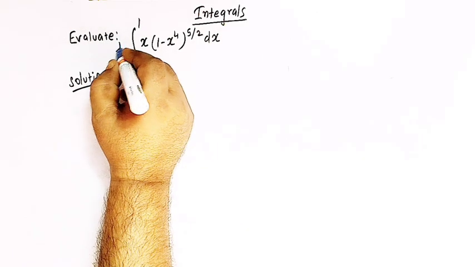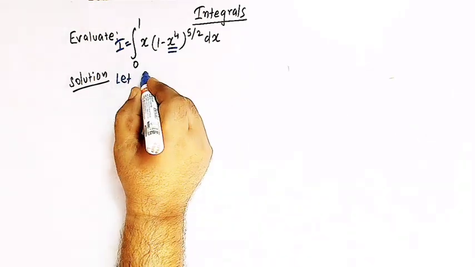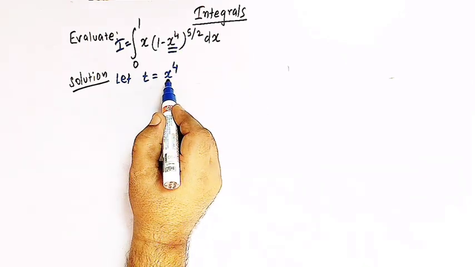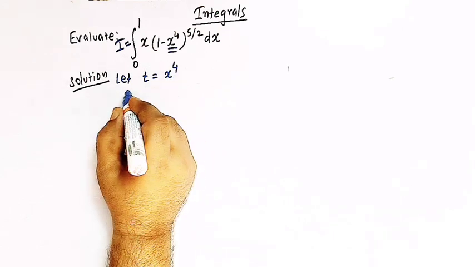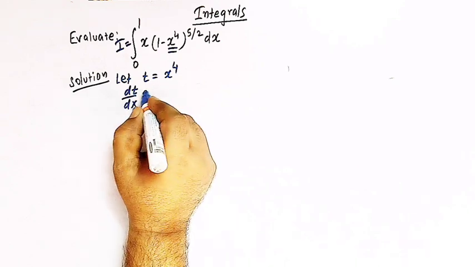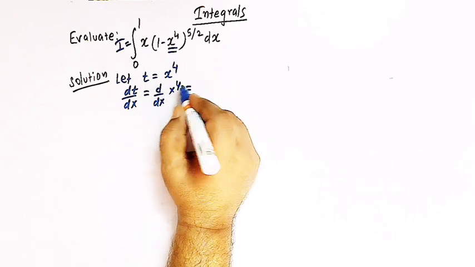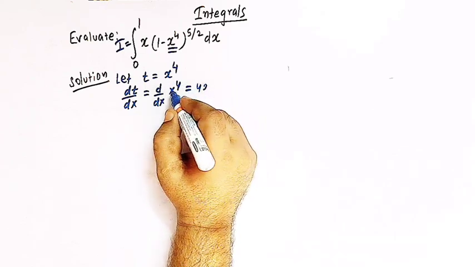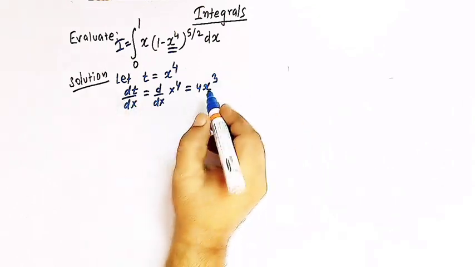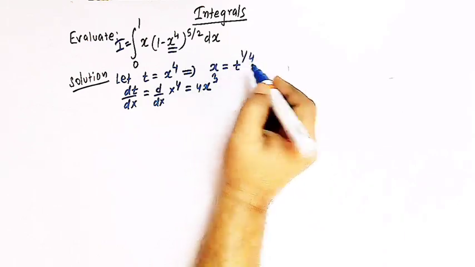Let us call this integral I, and let us make the substitution t is equal to x raised to 4. Now differentiating t with respect to x, we have dt over dx is equal to the derivative of x raised to 4, and using the power rule, the derivative of x raised to 4 is 4 times x cube.